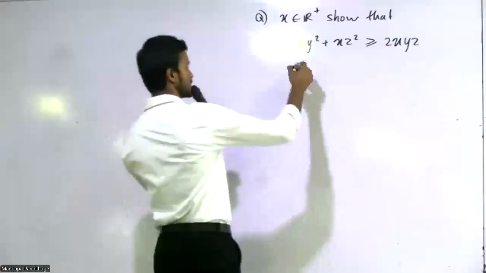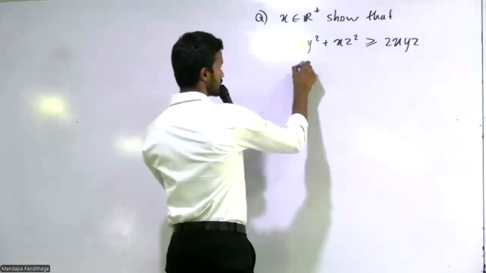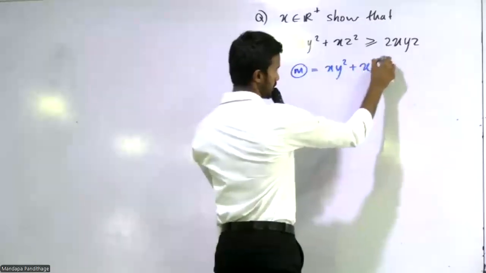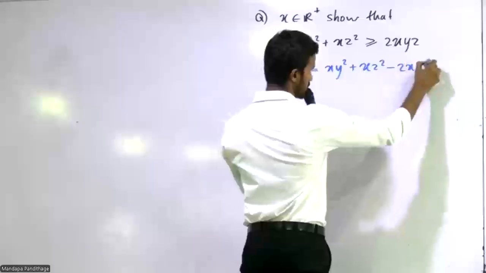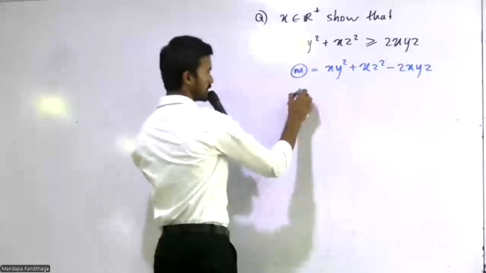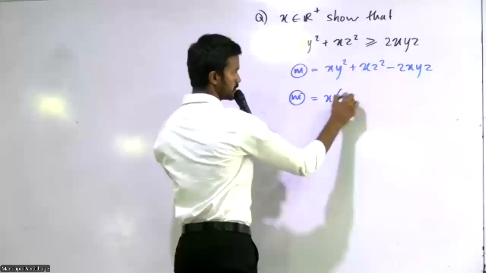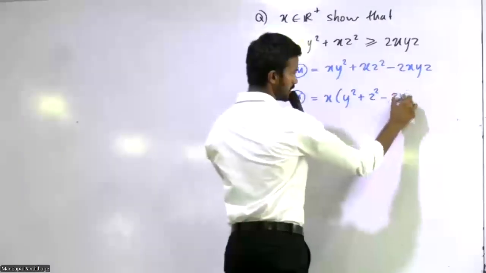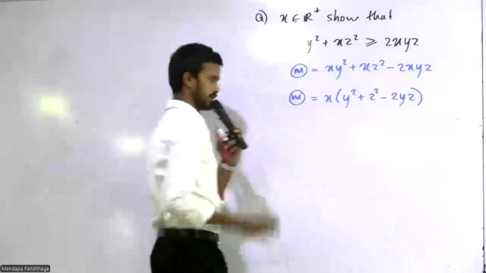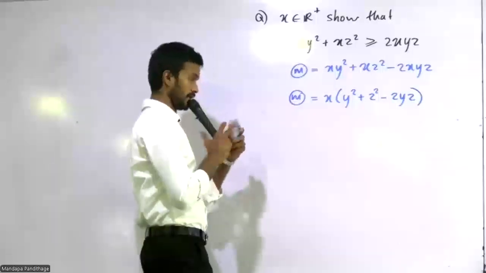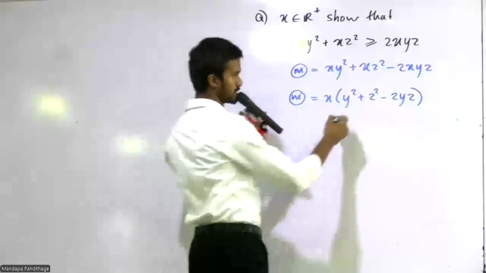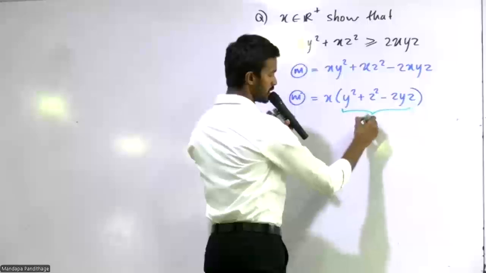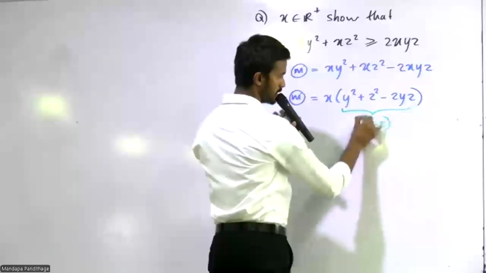Okay, so this is a normal thing. If you take this as xy squared plus xz squared minus 2xyz, here there's a common x, no? So when you take that x out, it's y squared plus z squared minus 2yz. And I know what y squared plus z squared minus 2yz is. This is the complete square of y minus z.